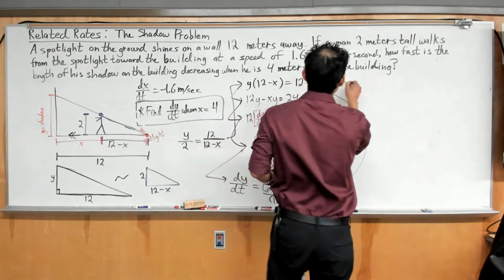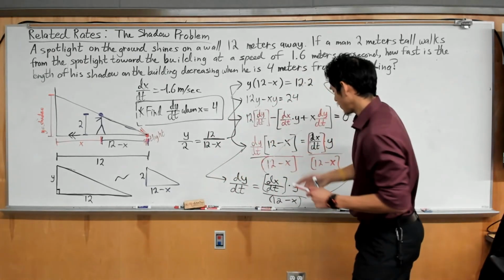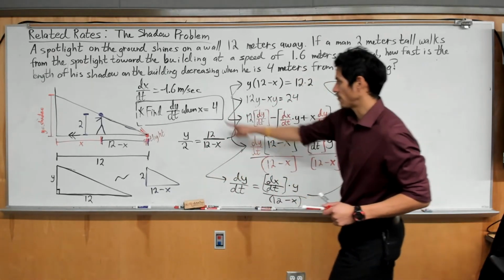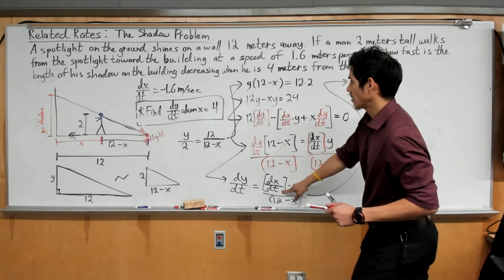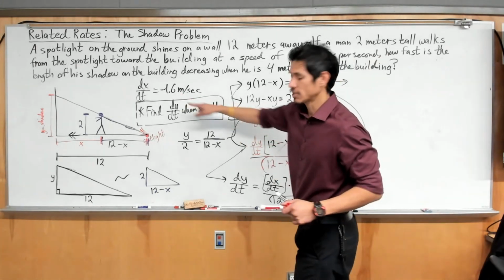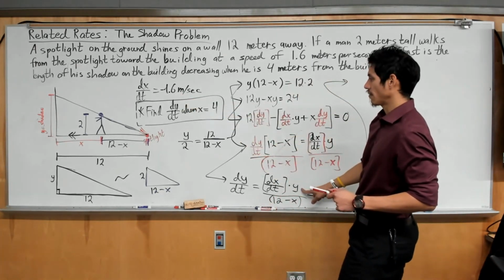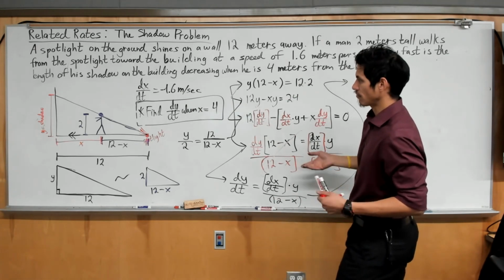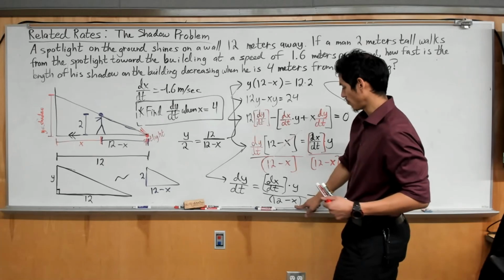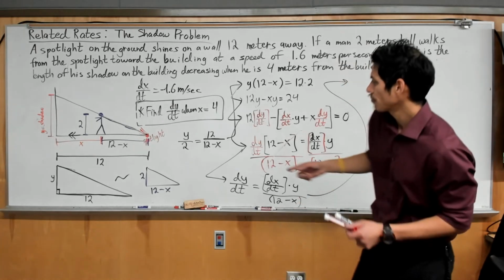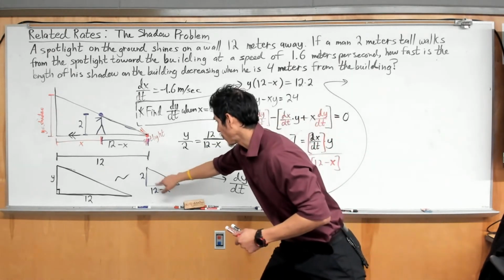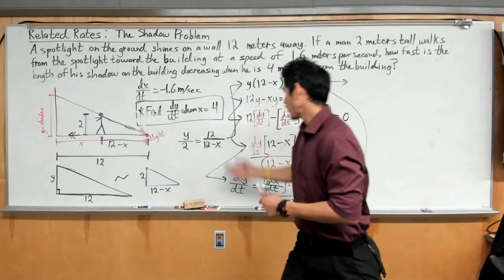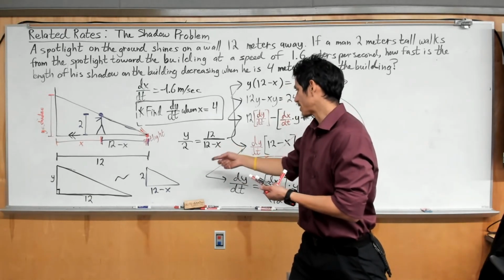Now we just got to plug and chug. We have a value for x, we have 4. We have a value for dx/dt, which is negative 1.6. But we need to find a value for y. So what we can do is just figure out what y is when x is 4, because we're looking when x is 4. So when x is 4, let's look at these two triangles here.